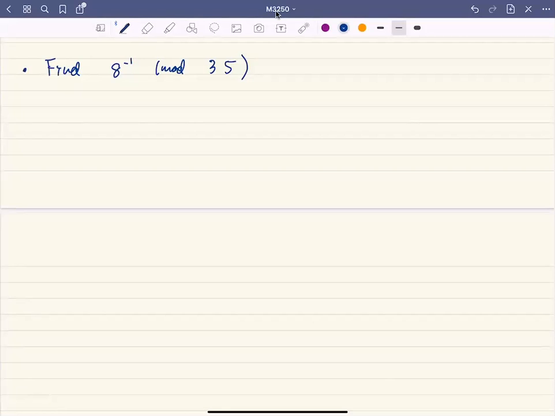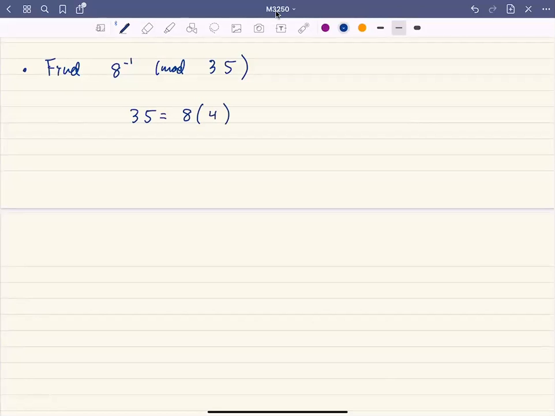So for our first example, I want to find the multiplicative inverse of 8 mod 35. And to do this, we need to find the Bezout coefficients of 8 and 35. In particular, we're going to start by employing the Euclidean algorithm. So we're going to take 35 and divide by 8.